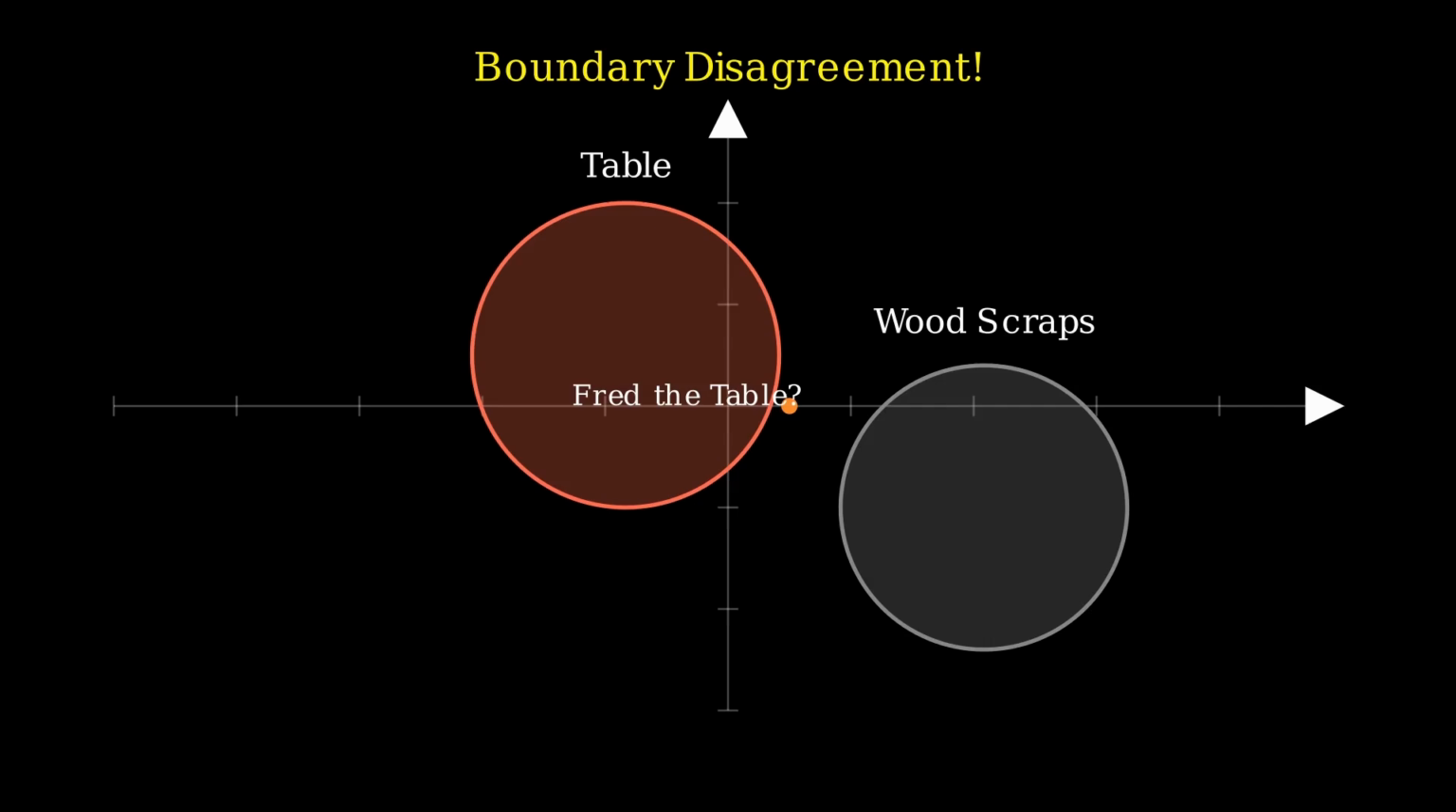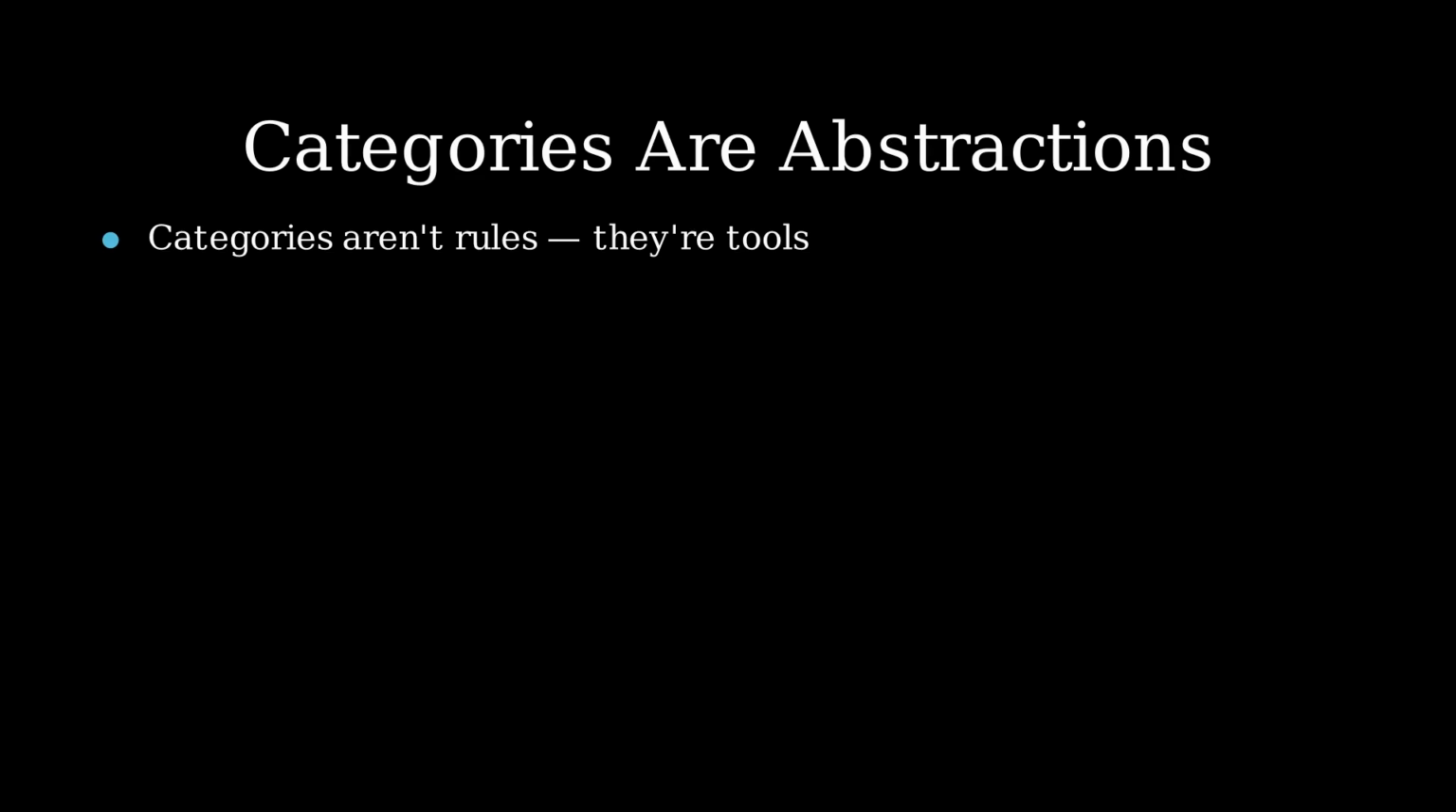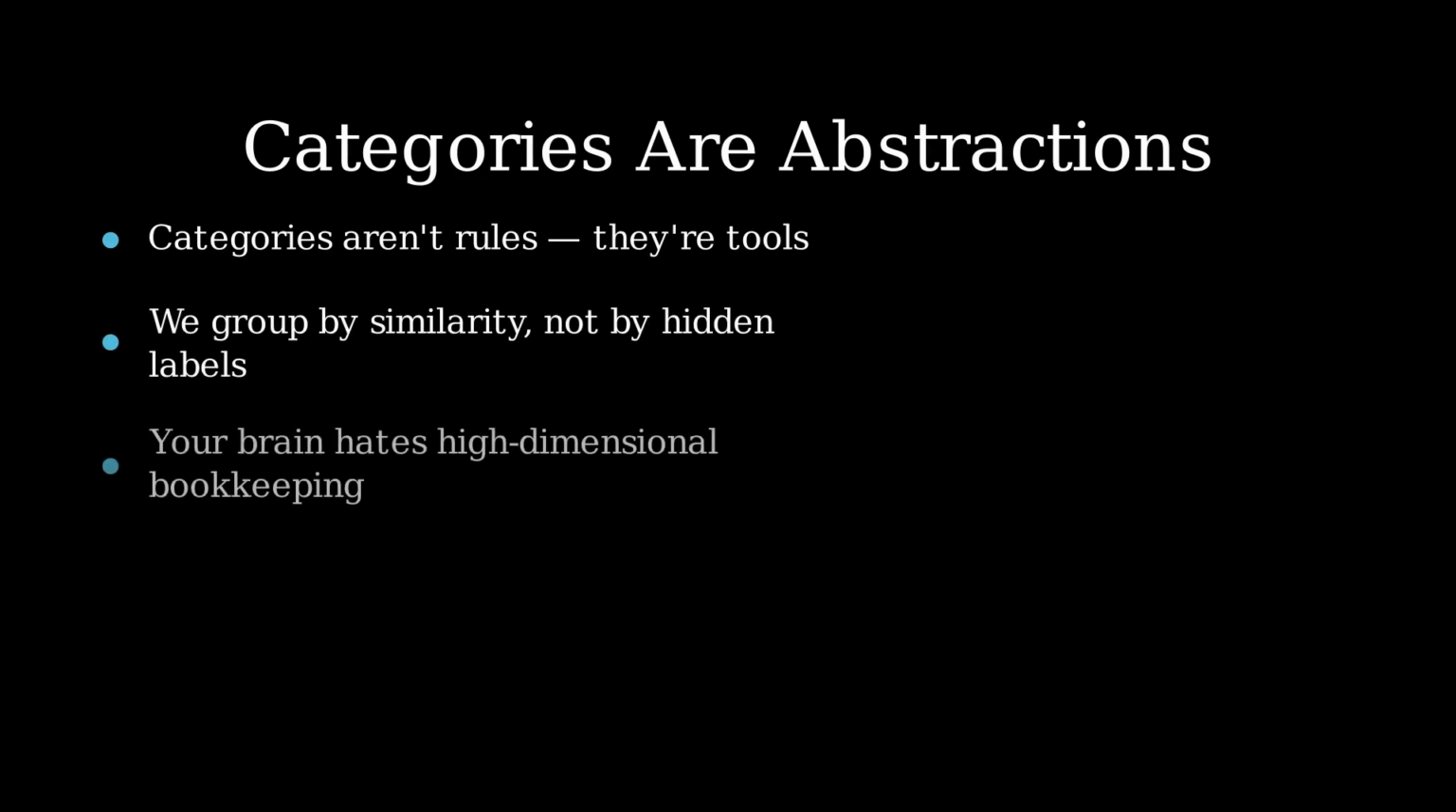So that brings us back to our question. When does something switch categories? When did Fred stop being a table? In our feature space, the answer is clear. It doesn't. Categories are things we draw. They're not an inherent part of our feature space. There's no magical moment when the table flips into being not a table, just a slow drift through the feature space. Categories are abstractions, not rules. We group things based on similarity, not secret labels embedded in the objects themselves.